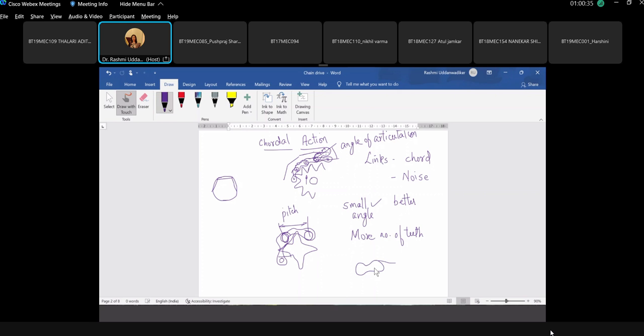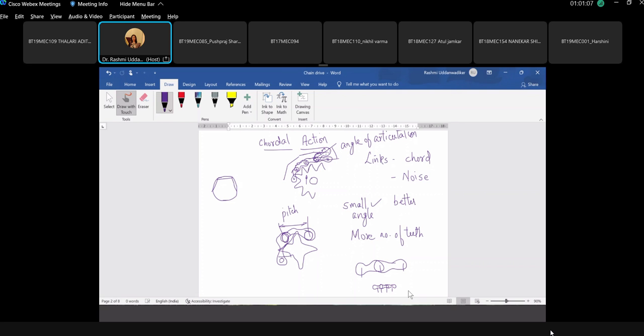If the pitch is small, this is a chain drive with large pitch as compared to this one. So I am reducing the distance between the pins, but I am increasing the number of links. Here I am using only 2 links. Here I am using 7 links in the same space. So with more links, the weight increases, the cost increases. And for the smaller pitch, if I go with a smaller chain, then its power transmission capacity reduces.